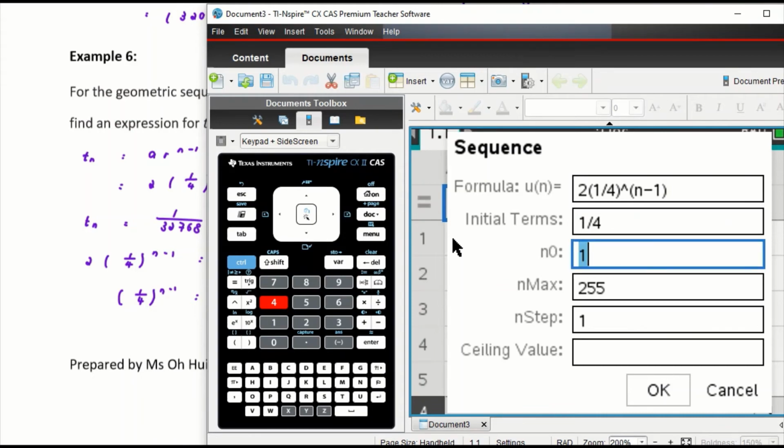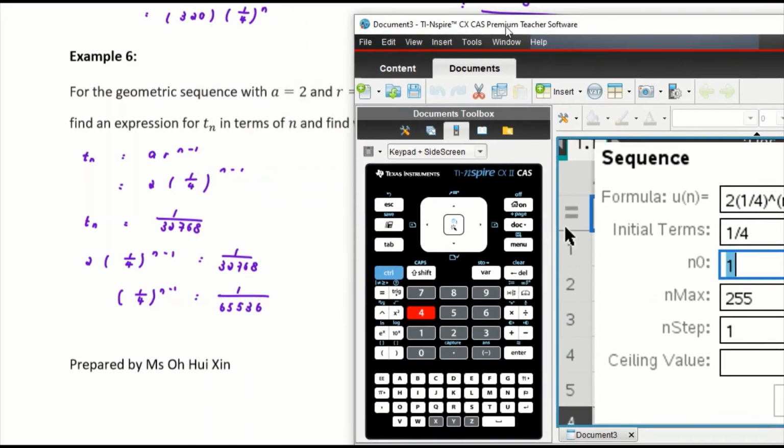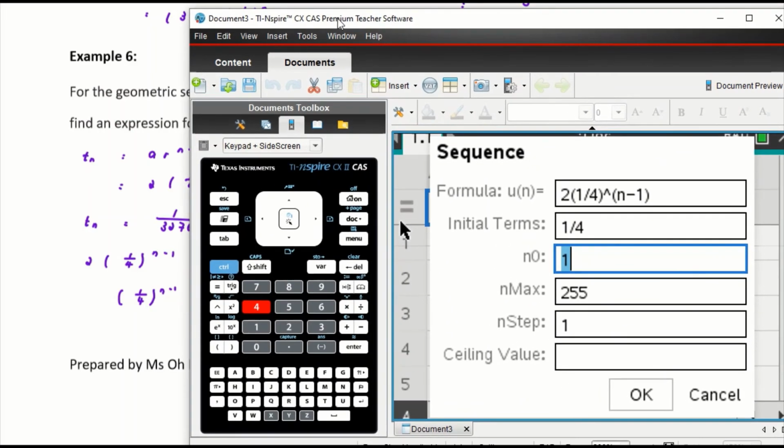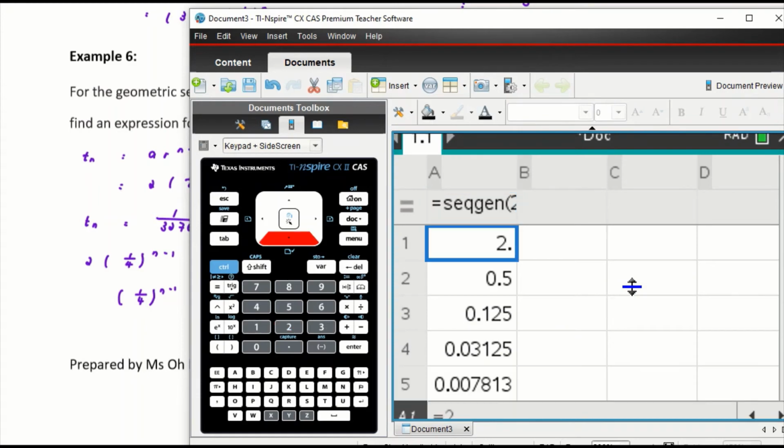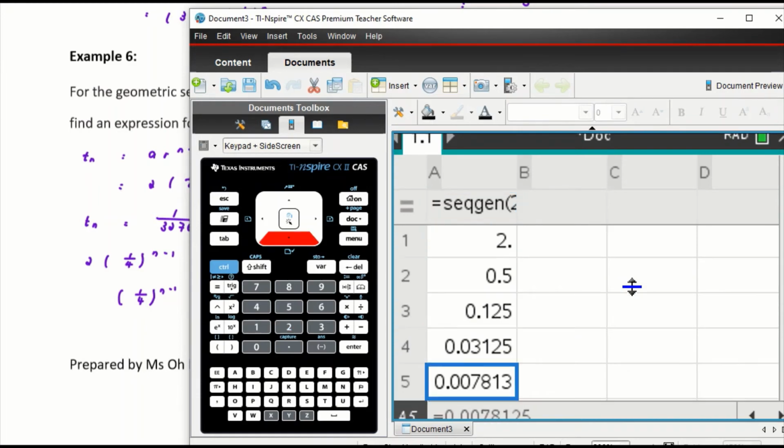Okay, now you can just tap everything. Did I put in the wrong thing? Sorry, the a is 2. My mistake. Okay, 2. Then after that you tap everything until you press OK. Then you can get everything of this.